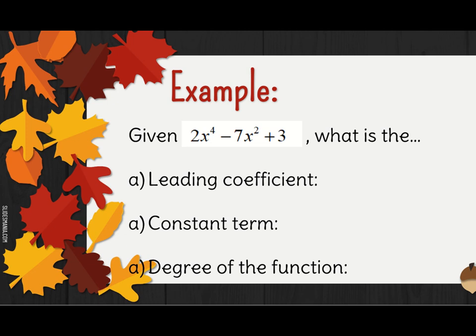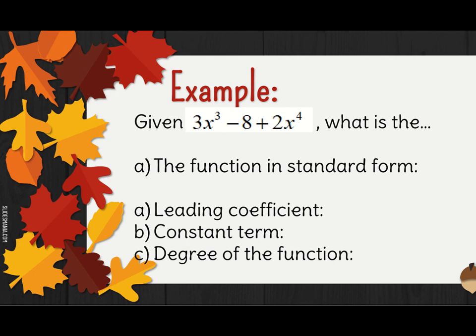So our lead coefficient is the number in front of our largest exponent. So our lead coefficient is just going to be 2. Our constant is going to be the fixed value, whatever number that we're either adding or subtracting that doesn't have a variable attached. So that's just going to be 3. And then the degree of the function, well, that is going to be our largest exponent. So this would be a 4th degree polynomial. So this would be degree 4. So that's all we're looking for here.